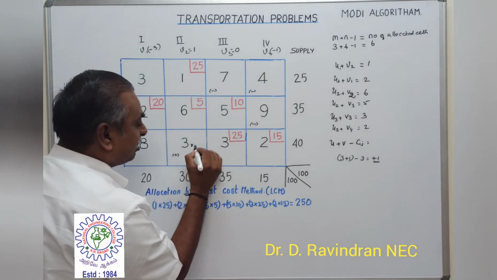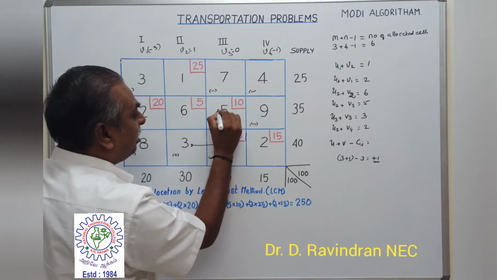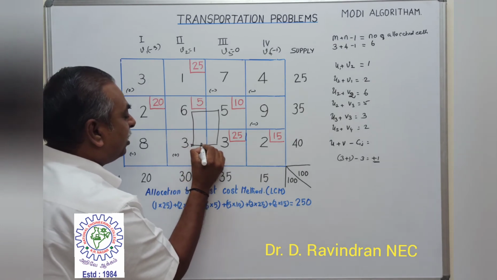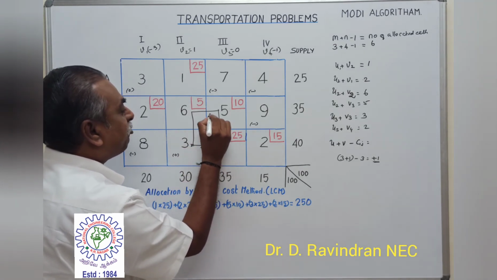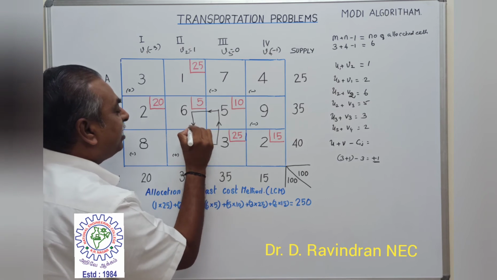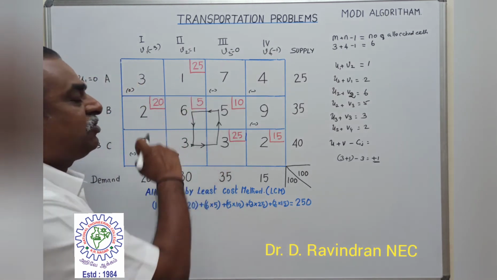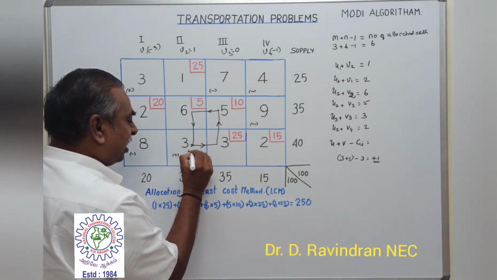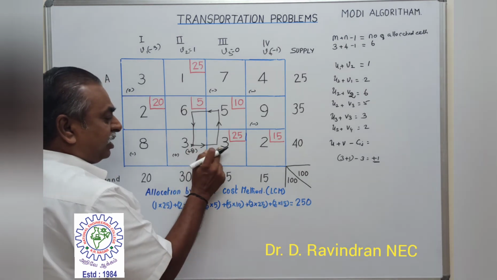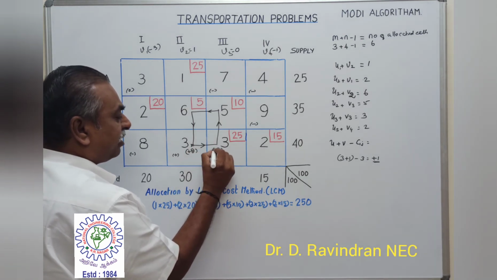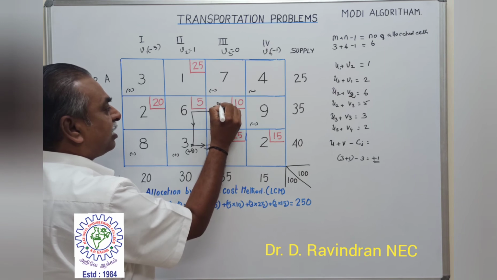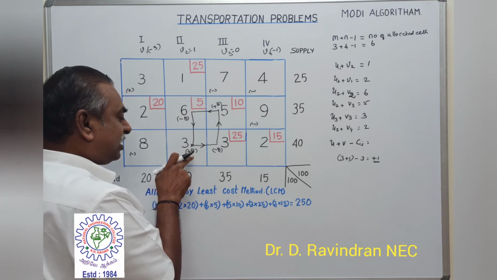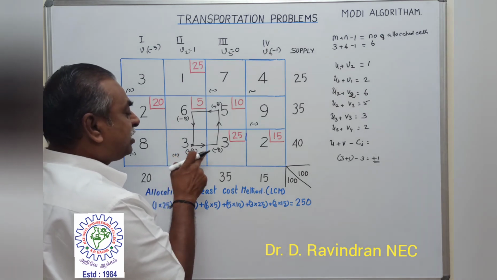So the possible loop is we can go here, and then here, and then here, and form the loop. This is this way, this is upward, and this is this way, and here it is this way. In this way, we can form the loop. So starting from the positive cell, you put plus theta. The next corner, you take minus theta. The next corner, you put plus theta. The next corner, you put minus theta. Because if you add some quantity here, that has to be subtracted.